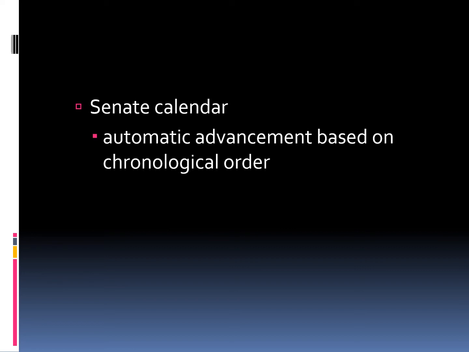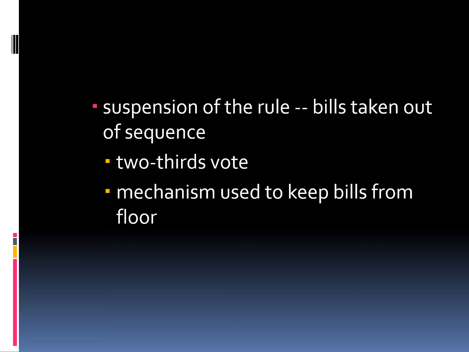Okay, the Senate has a little bit different way of advancing their legislation. Theirs is based more on chronological order. What that means is that a bill that is passed today is going to be heard before a bill that is going to be passed tomorrow. Unless, of course, they invoke the 2/3 rule. What this says is, we want to hear a bill that's coming out tomorrow before we hear the one that was reported out today. But in order to take these bills out of sequence, they have to suspend the rule. The way that they suspend the rule is that there needs to be a 2/3 vote to say, yes, we want to suspend this rule and take this other bill out of order.